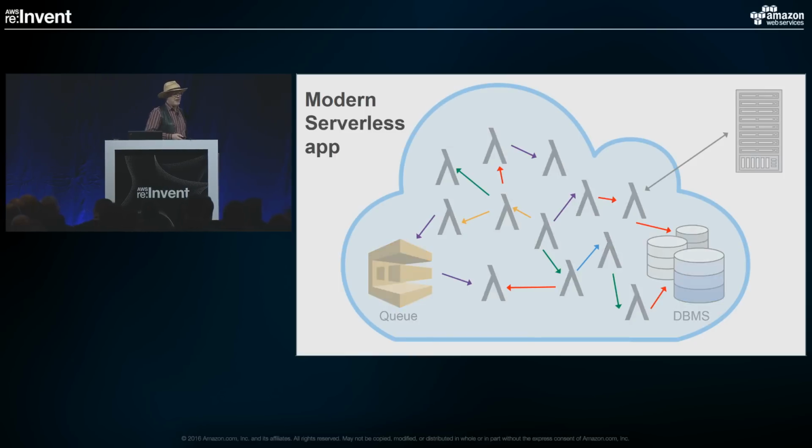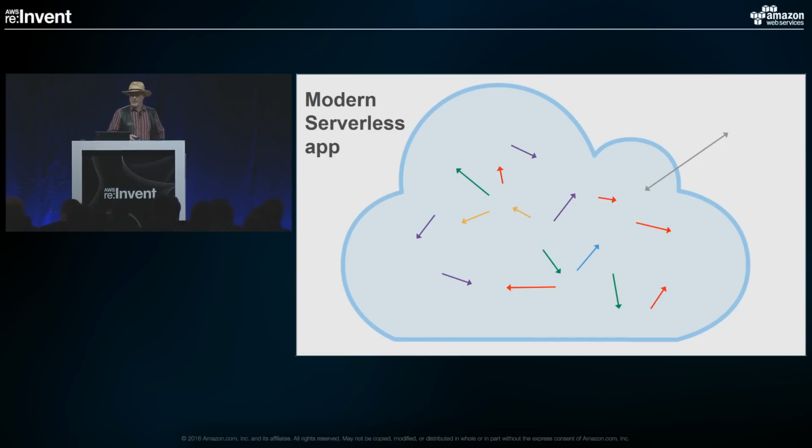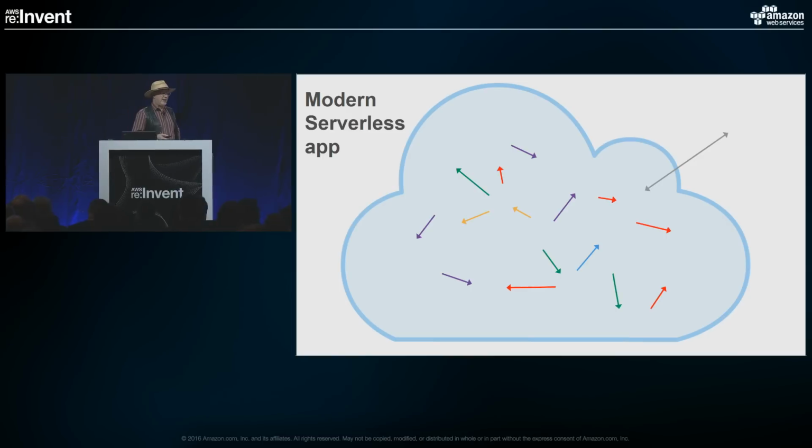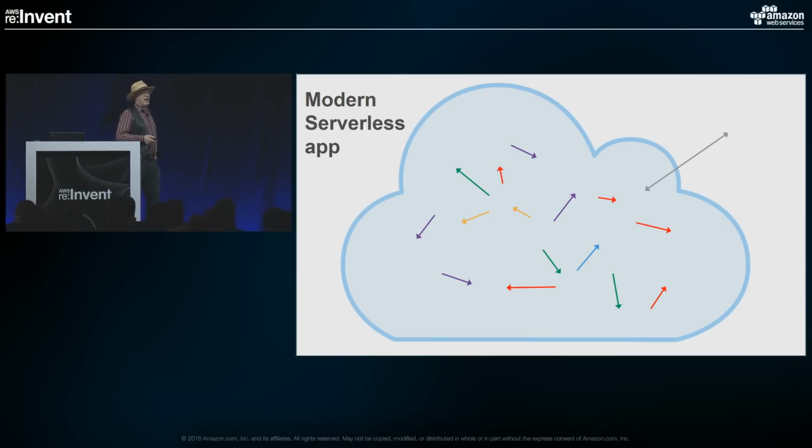OK, so let's subtract all the parts and just leave the arrows. They're different colors, as I said. And that's really the essence of what we're going to talk about here today: what those arrows are, how we actually coordinate and communicate with each other.